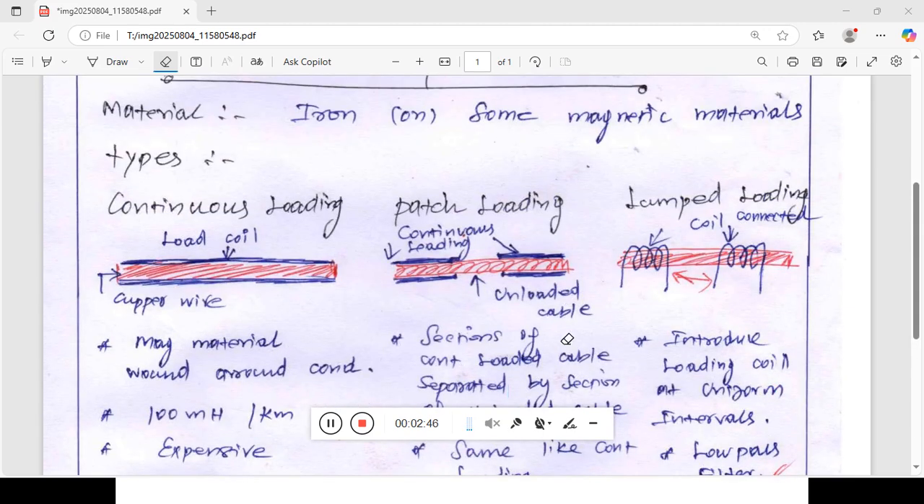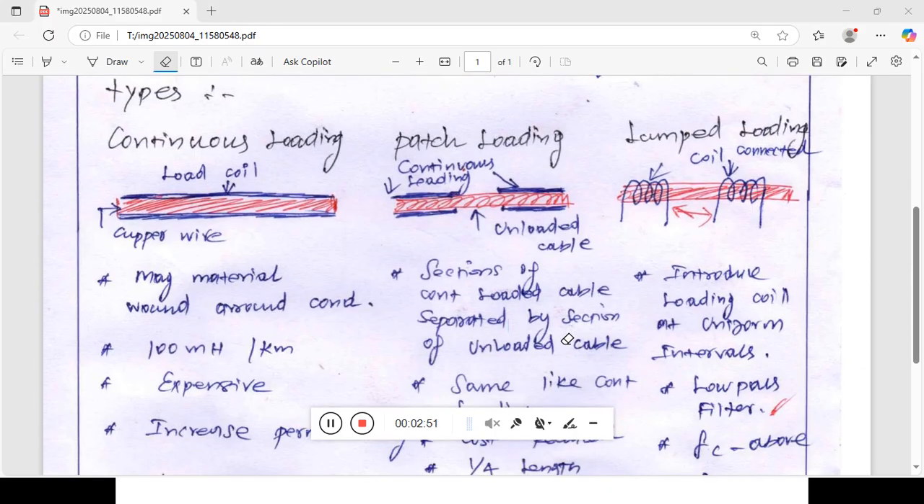Second one is patch loading. What is patch loading? Instead of loading continuously over the transmission line, we load with separation. One portion has a continuously loaded line, next we have an unloaded area, next a loaded one, then unloaded, and another loaded one. So we separate the line into loaded and unloaded sections.